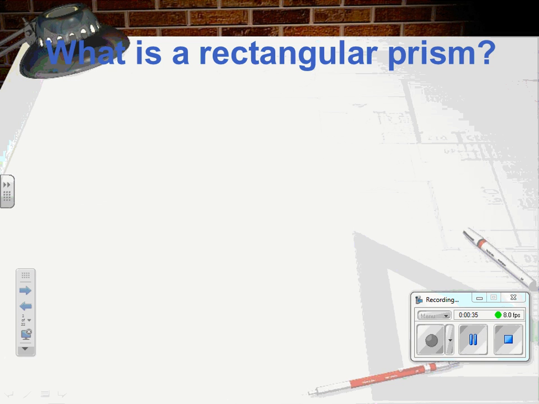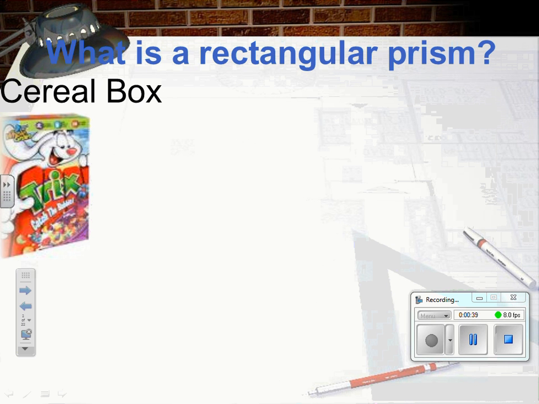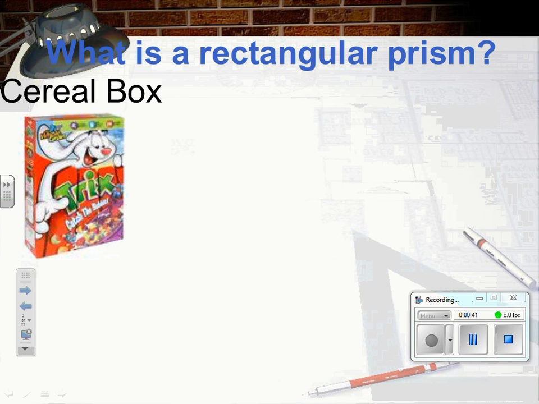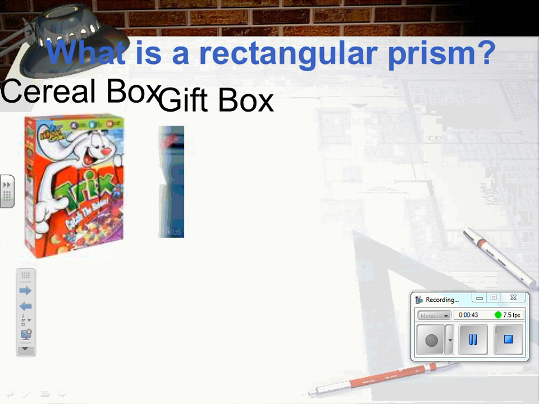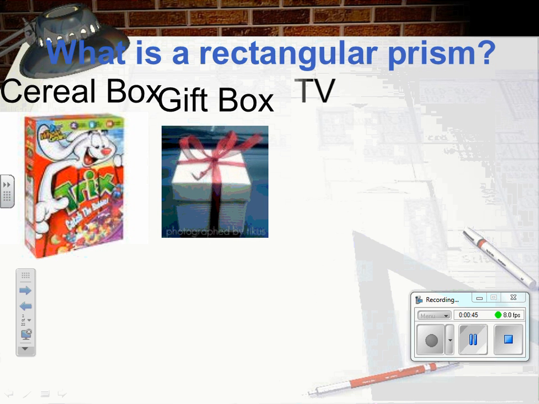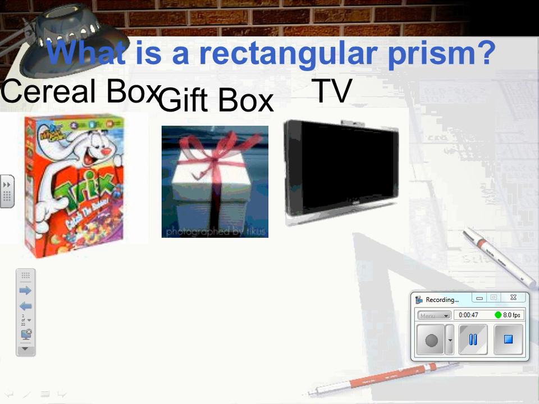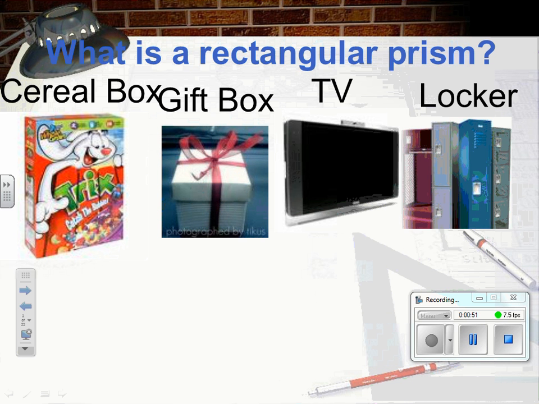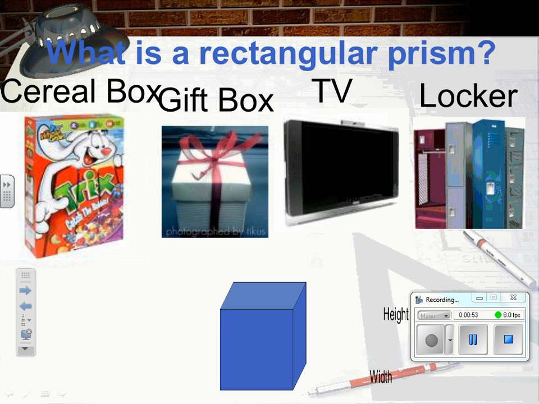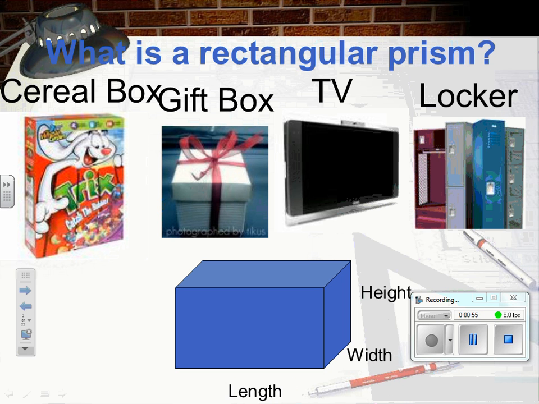So first of all, we need to understand what a rectangular prism is. A rectangular prism can be a cereal box. We saw those in class today. It could be a gift box. It could be a television. See, it's a thin rectangular prism. It can be a locker. So when we look at a rectangular prism, it has 3 dimensions.